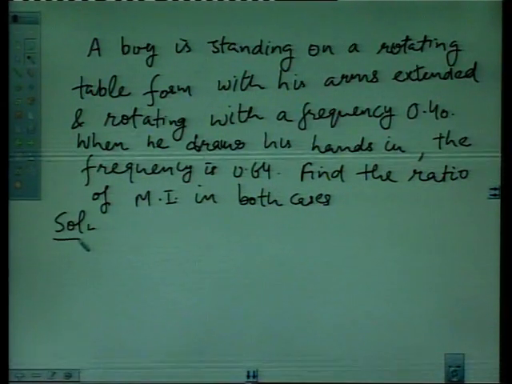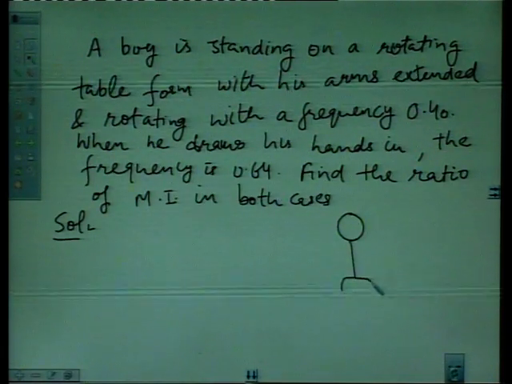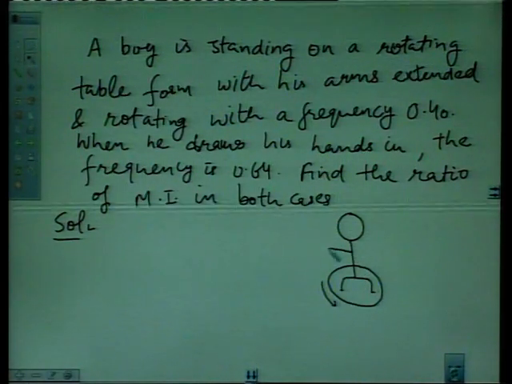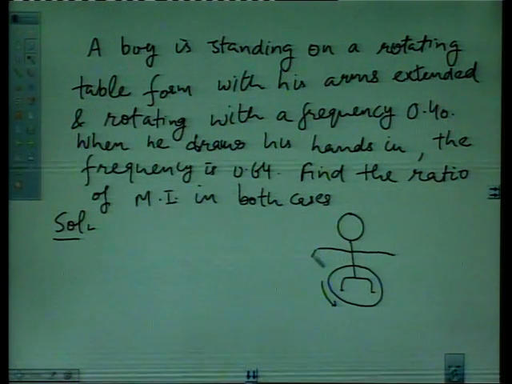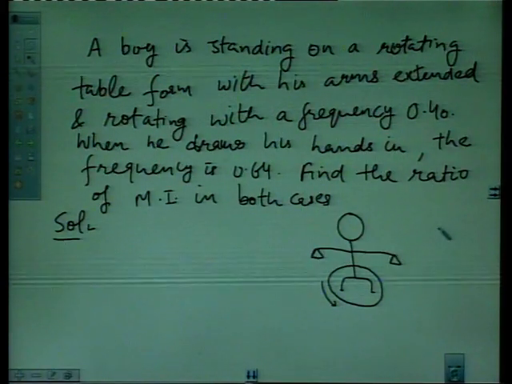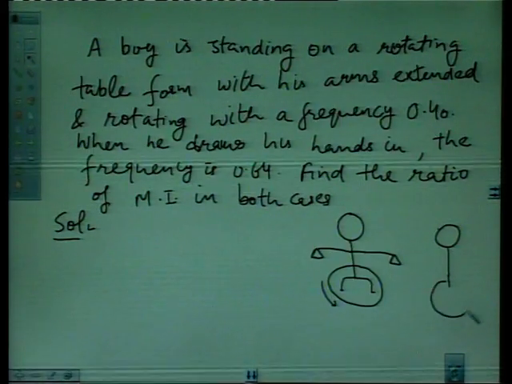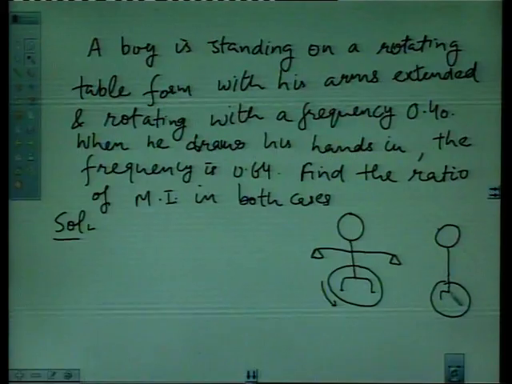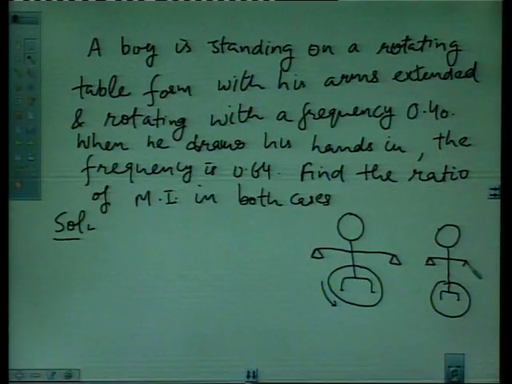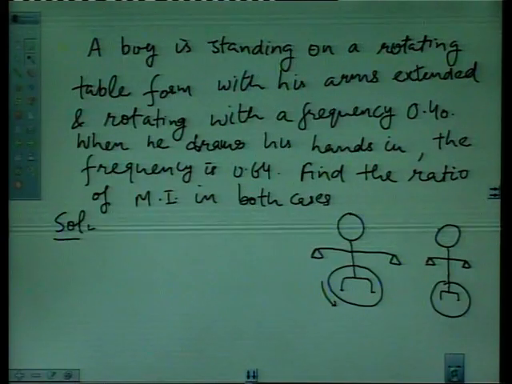So we have, let us draw a diagram. This is a boy who is standing on a rotating table. He has his arms extended and he is carrying weights in his hands. In another case, he is standing on the rotating table, having weights in his hands and has drawn his arms inside.